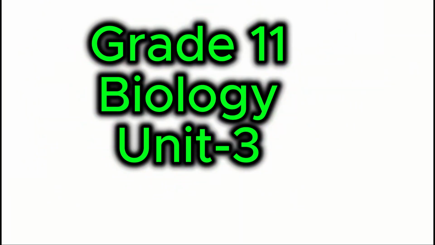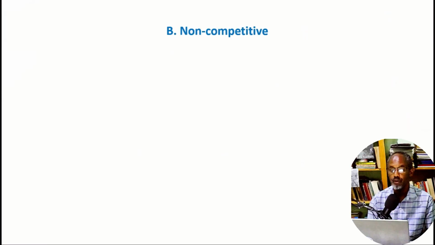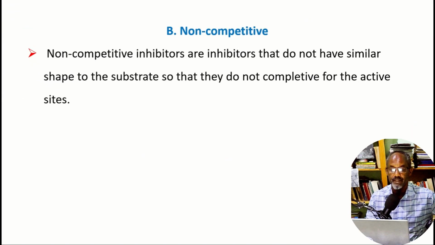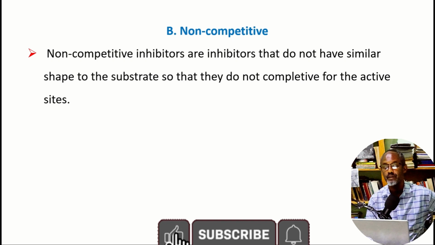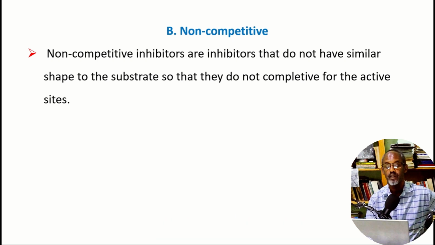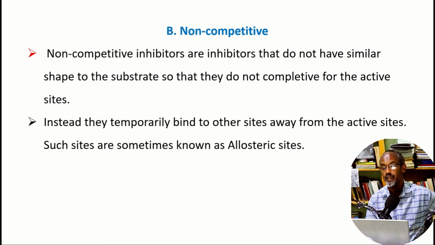Here we are again. I'm coming with another topic on enzymology, of course, grade 11, unit 3, enzyme section. Today we shall see non-competitive inhibitors. Non-competitive inhibitors are inhibitors that do not have a similar shape to the substrate, so they do not compete for the active site. Instead, they temporarily bind to other sites away from the active site. Such sites are sometimes known as allosteric sites.